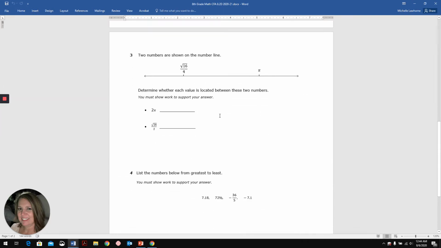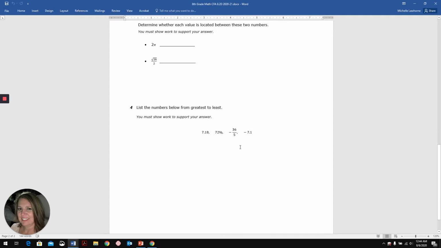Here, we're still thinking about ordering numbers, but now we're putting them on a number line. We've brought pi in, and we have a perfect square. Finally, on the last one, we're back to just some rational numbers, but we do have a percent here and some negatives. So when the student is putting these in order, you'll notice we're asking them to show their work.